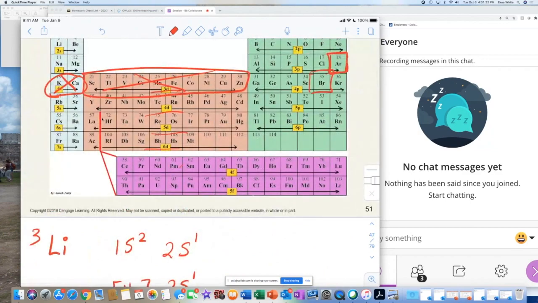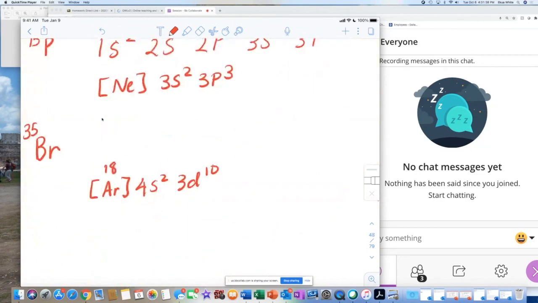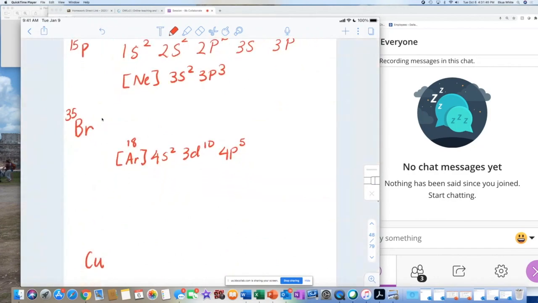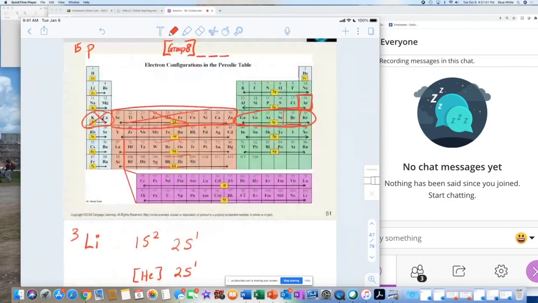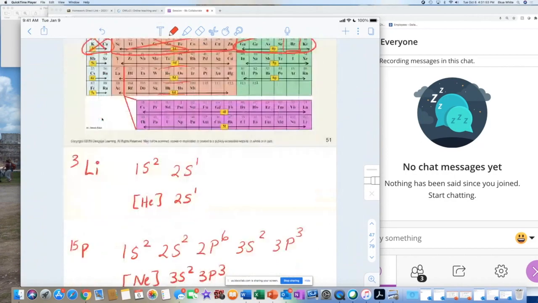Then we're at 5 electrons, so 4p5. In the 4p sublevel, we just need 5. Very good. Then we have one more: copper. Copper has what, 27 electrons? Is that what it had? No, 29. That's cobalt.